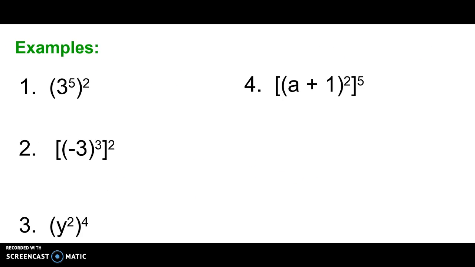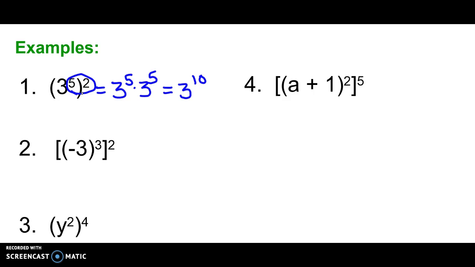Let's practice. Number 1, I have 3 to the 5th, and I'm squaring it. So think to yourself, that's like saying I'm going to take 3 to the 5th power and multiply it by itself 2 times. The former property tells us that if I have 2 exponents and I'm multiplying them together, I get 3 to the 10th. Or the power of a power property says I am going to multiply the exponents.